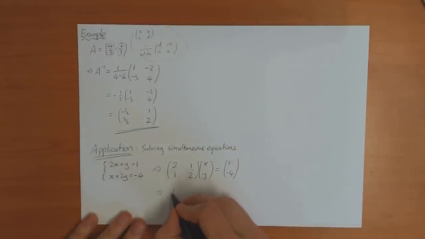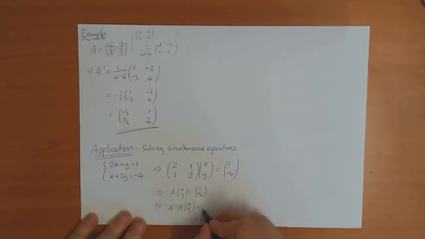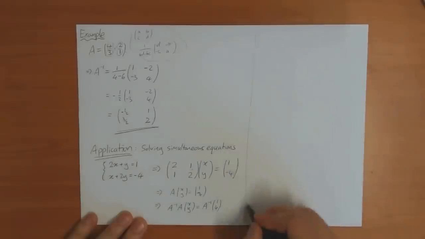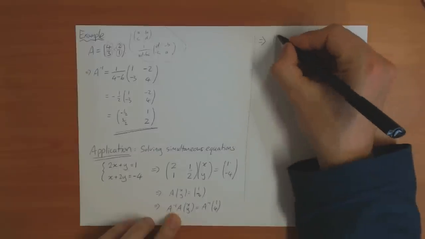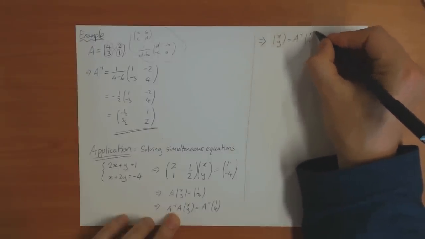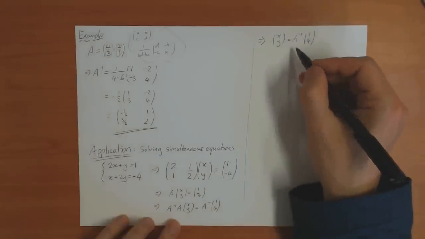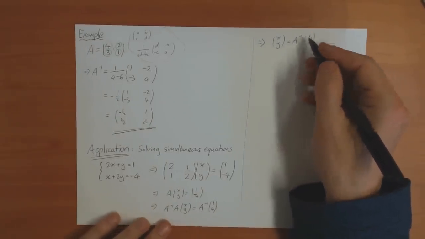So this is in the form A times (x, y) equals (1, minus 4). Okay. And now you can multiply by the inverse. A minus 1 times A times (x, y) is equal to A minus 1 times (1, minus 4). But then A minus 1 times A, we've said, doesn't do anything. So this means x and y should be equal to A minus 1 times (1, minus 4). So therefore, if you can calculate the inverse matrix, you can use this formula to find x and y.